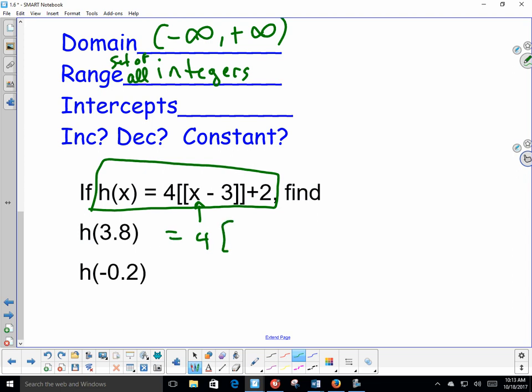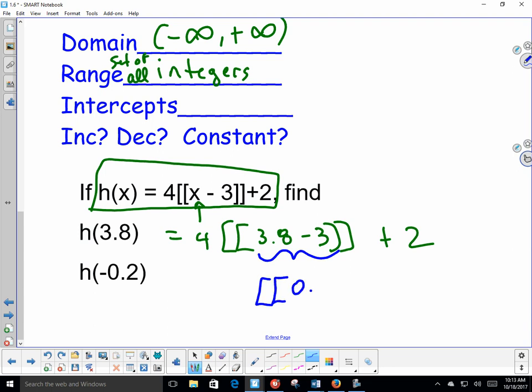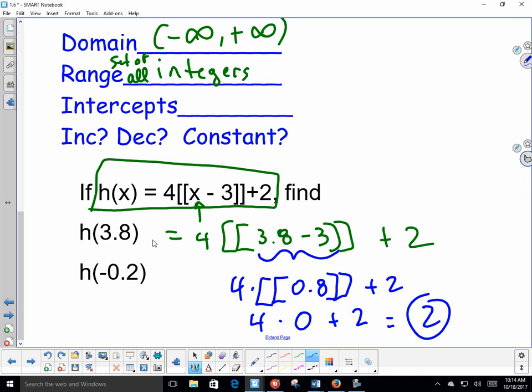So I want 4 times greatest integer less than or equal to 3.8 minus 3, and then I'm going to add 2 on. So what's 3.8 minus 3? And what's the greatest integer that's less than or equal to 0.8? So I get 4 times 0 plus 2. Does that make sense? And so I end up getting 0 plus 2. I get 2. So my answer for h of 3.8 is equal to 2.